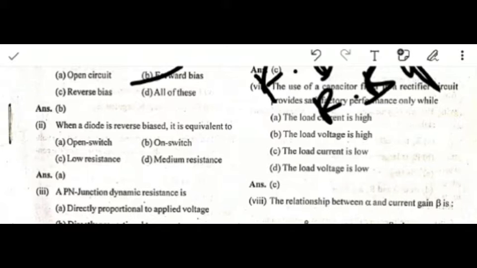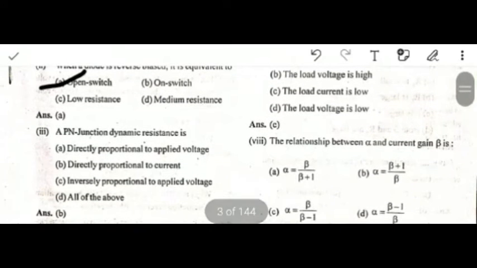an open switch, in which no current flows through it. In reverse bias, no current flows through the circuit. Now in the third question, a PN junction dynamic resistance is directly proportional to current. R is directly proportional to I. Here option B will be the correct answer.